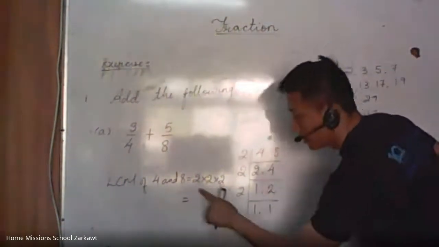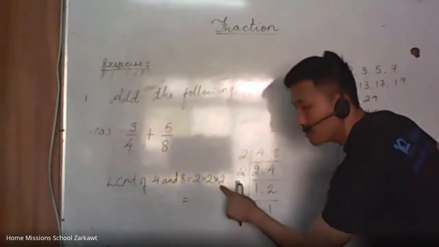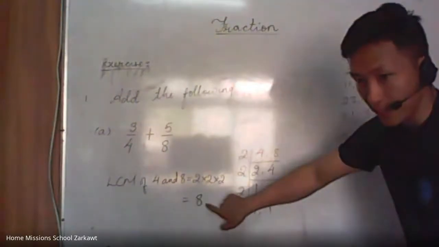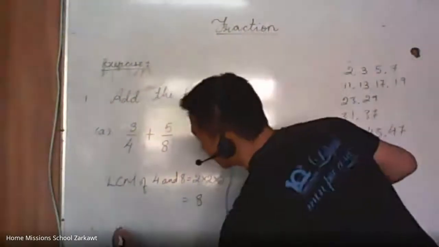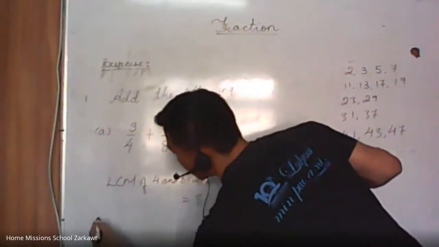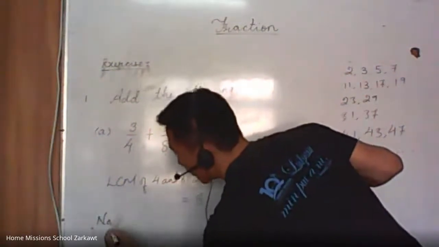What is the product? 2 2s are 4, 4 2s are 8. Okay, and the LCM is 8. All right, very good. Okay, we are going to write now.